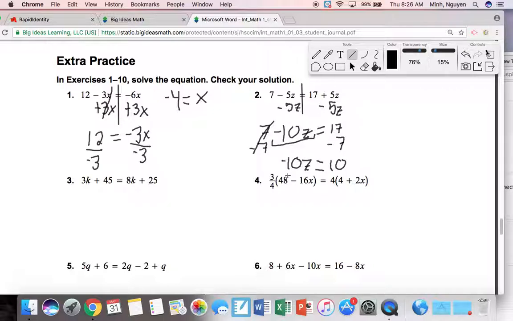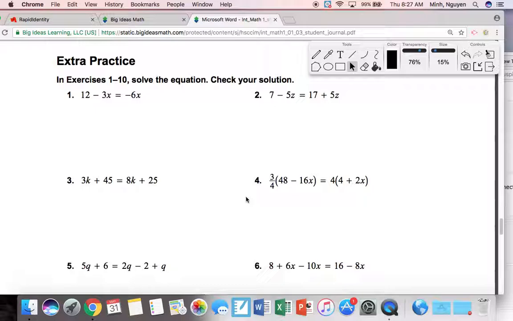So I'm going to divide. What am I going to divide by? I'm going to divide by the number I'm trying to get rid of, negative 10. So negative 10, negative 10, cancels out. Z equals negative 10 over positive 10 is negative 1. Okay, negative 1. I know it's ugly, but you can hear me, so figure it out. Okay, those are the first few problems.